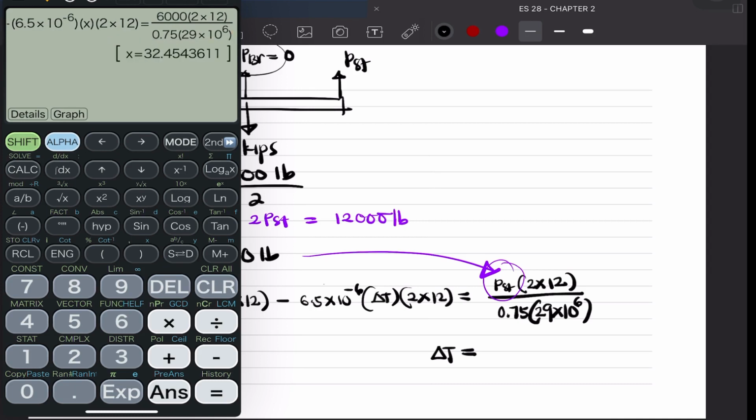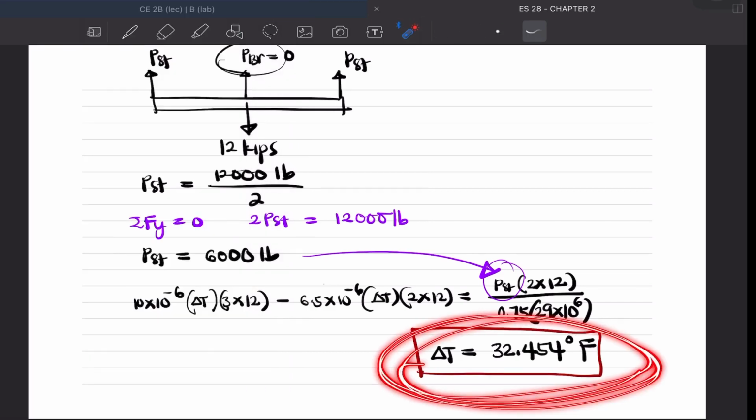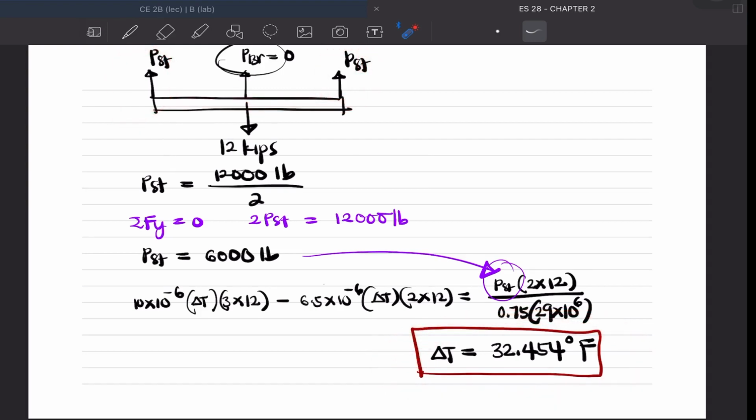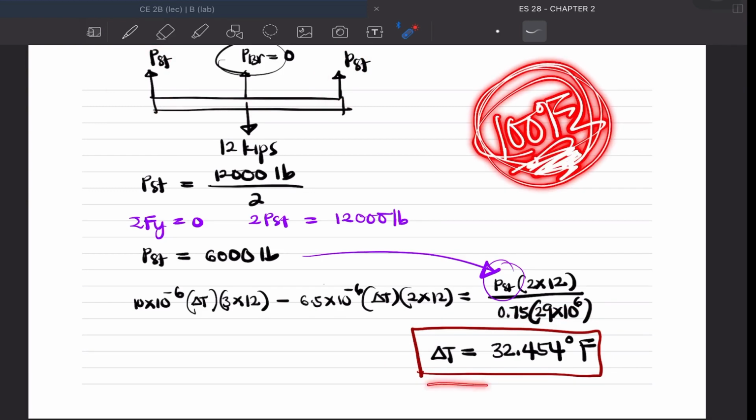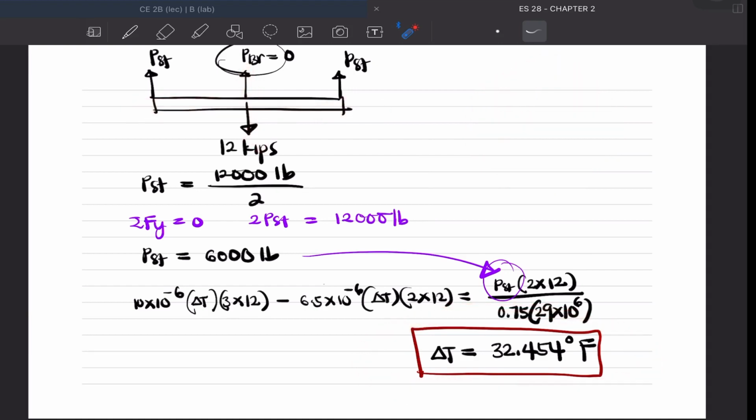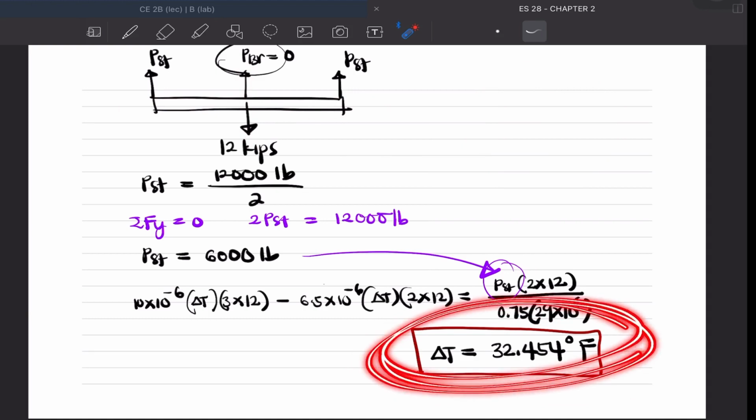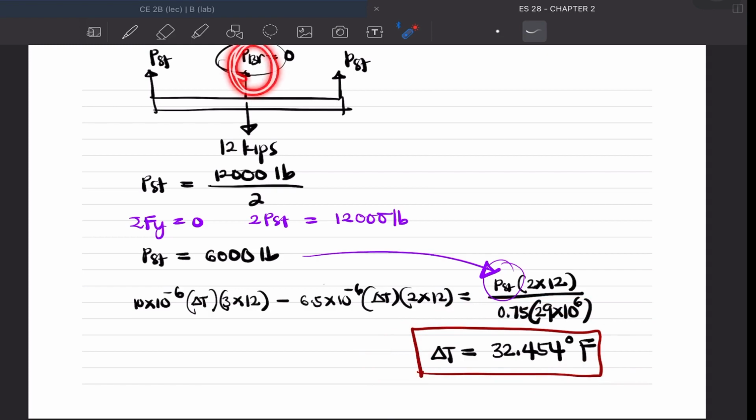Shift solve. So, we get delta T, which is 32.454 degrees Fahrenheit. So, that is the change in temperature so that our rigid block is only carried by the steel rod. Notice before that the given in the problem is 100 degrees Fahrenheit, which is larger compared to this. With 100 degrees Fahrenheit, it exerted a negative value of stress. But with this increase in temperature, the bronze is stress-free. So that's it for chapter 2.